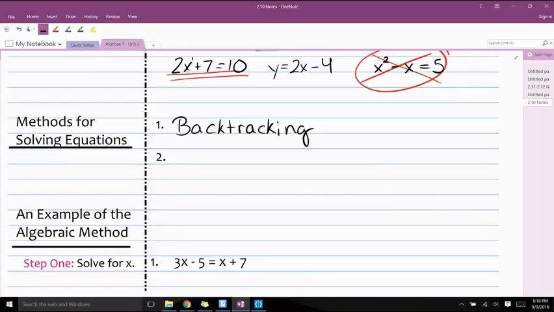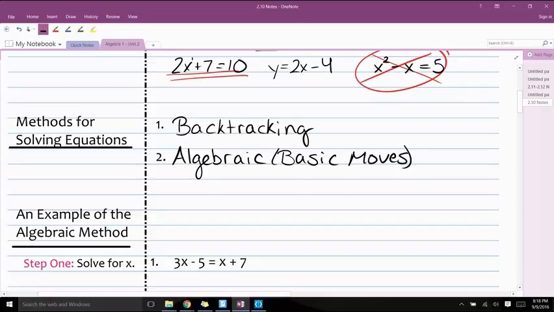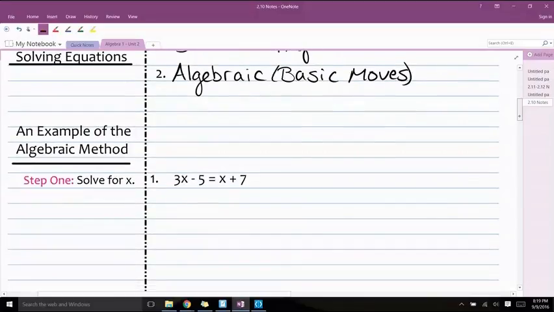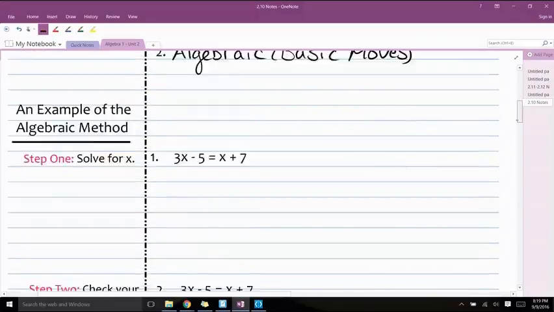But now that you've mastered that, we don't necessarily need to write out the steps every time. We can get right into the math of it. I might talk about some things with backtracking, but we're just going to jump right in. The method we're going to use starting today is called the algebraic method, also known as the basic moves method. It involves solving equations by focusing on keeping the equation balanced. You're going to do the same basic moves to each side of the equation. Since you're doing it to each side, you'll stay balanced, the moves will be legal, and we'll get the answer that we need. So let's jump right in.